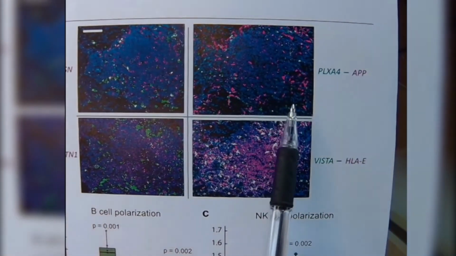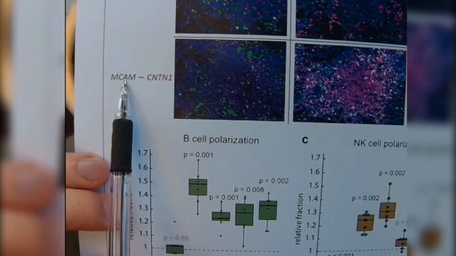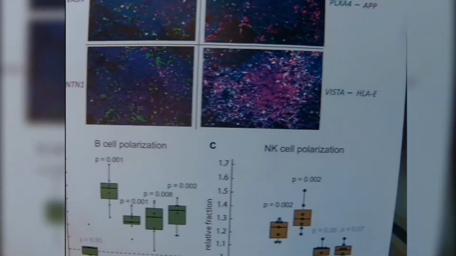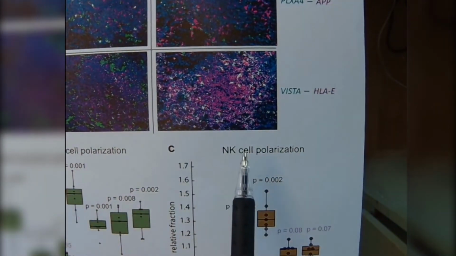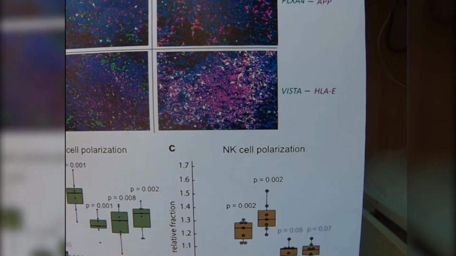PLXNA4 and APP, they're both present, and again, you've got white, so they should be interacting. MCAM and CNTN1, you've got white dots indicating interaction. And here, which is most interesting, I think, is VISTA and HLA-E, where you have tons of white interaction showing that the proteins should actually interact together.